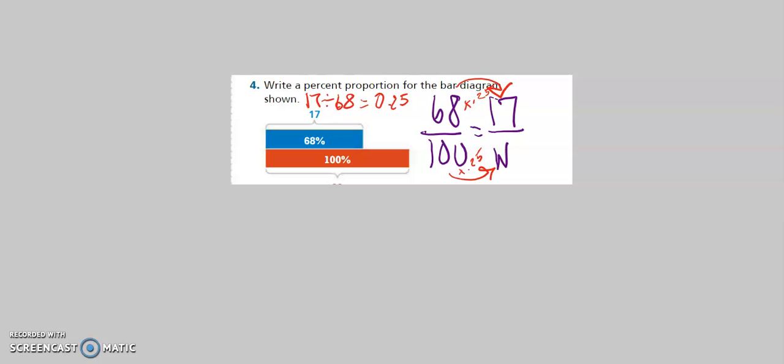And it is, so now I'm going to multiply the denominators. 100 times 0.25 equals 25. So that means that 17 out of 25 is the same as 68%, or 17 is 68% of 25.